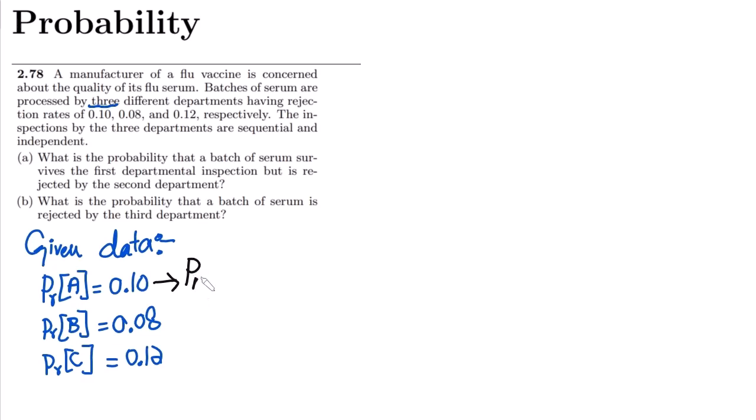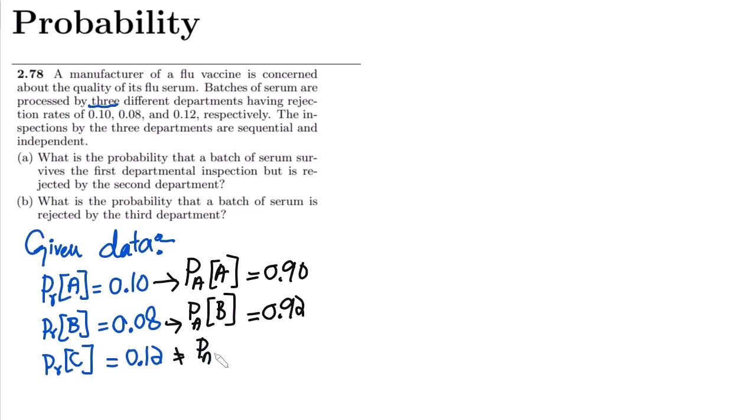So probability of acceptance of A would be how much? That would be 1 minus 0.10, so that would be 0.90. For the department B, the acceptance would be what? That would be 1 minus 0.08, so that would be 0.92, and the acceptance probability for C would be 1 minus 0.12, so that would be 0.80. Okay, so these are the acceptance probabilities.